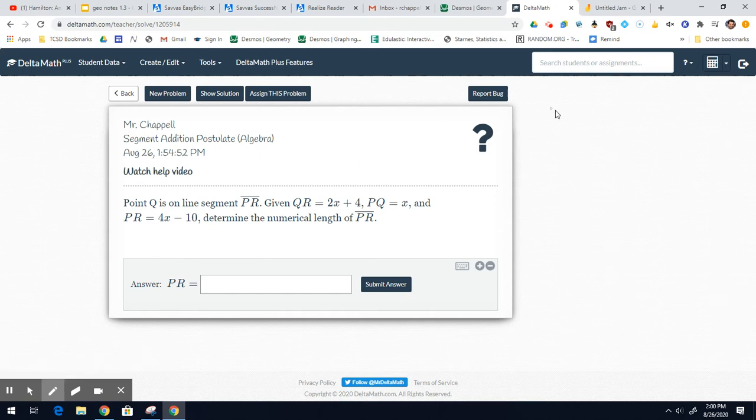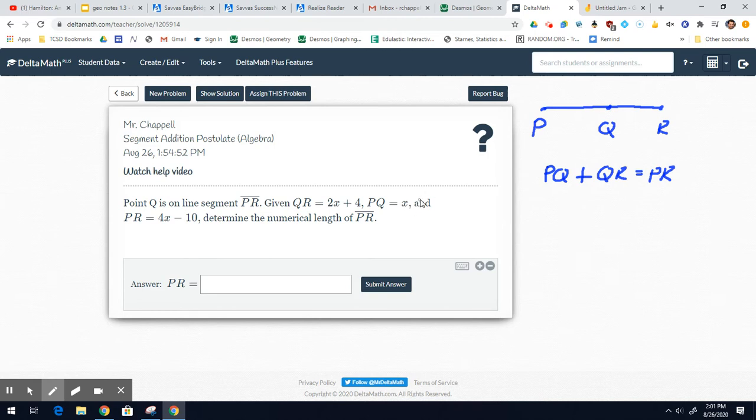Now, it doesn't have to be accurate, but it says point Q is on line segment PR. So here's P, here's R, and I'll put point Q somewhere on there. So by the segment addition postulate, I can write an equation. PQ plus QR equals PR.